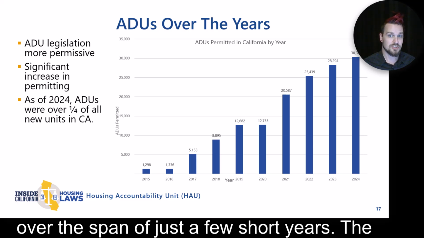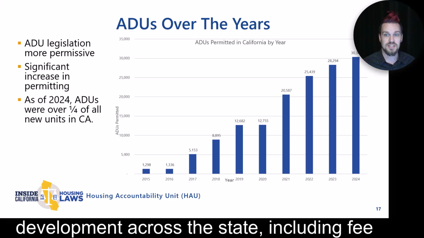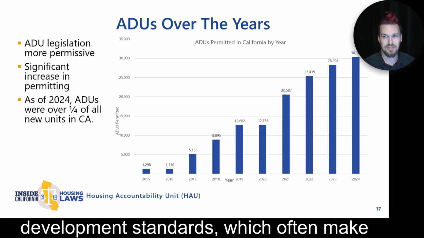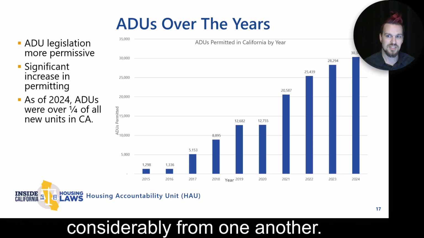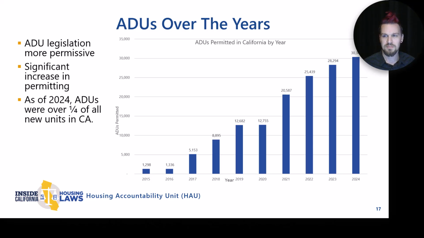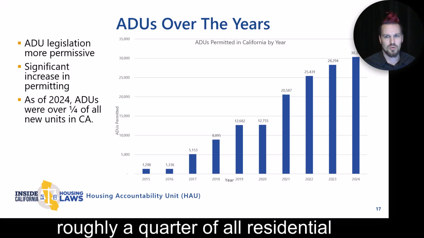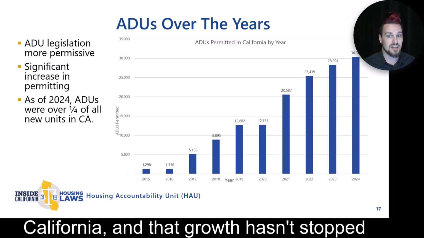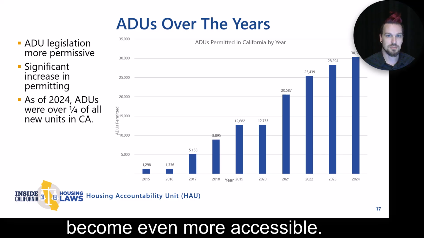Over the span of just a few short years, the legislature has removed barriers to ADU development across the state, including fee exemption, review processes, and local development standards, which often make the permitting process for housing development between local agencies differ considerably from one another. As of 2024, ADU development accounts for roughly a quarter of all residential development throughout the state of California, and that growth hasn't stopped yet. ADUs continue to grow in popularity and become even more accessible.